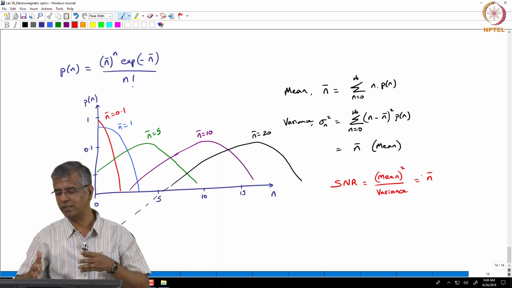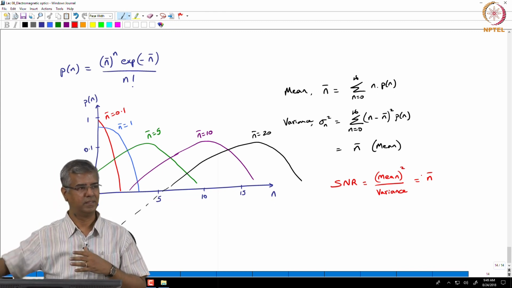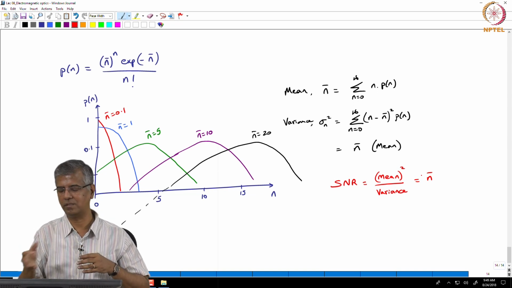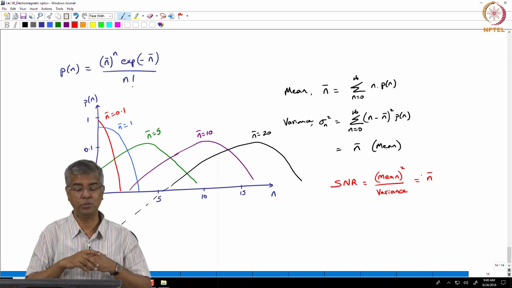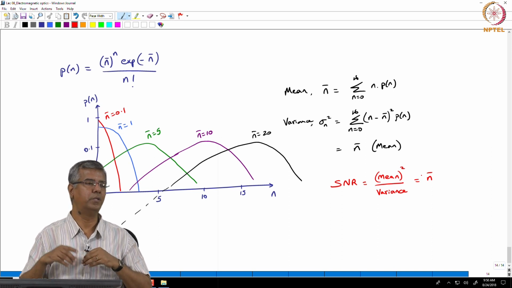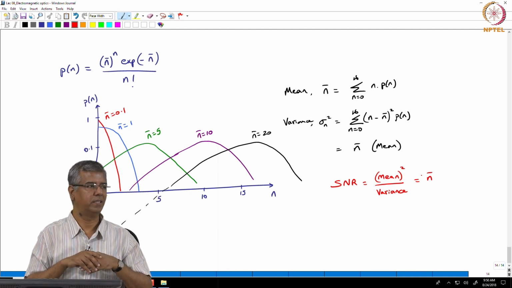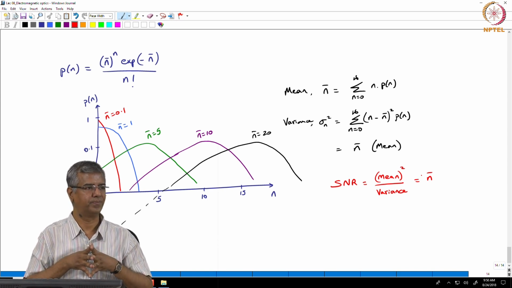So you cannot extend this argument to a very large number of photons, because you will start hitting these nonlinear issues, and that's one of the major research areas in optical communication today. How do you prevent nonlinearity from happening in the optical communication system and still get very good signal to noise ratio? Okay.